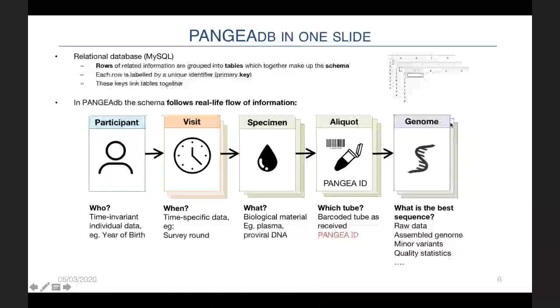That's kind of not that critical for the purposes of describing what's going on here. So again, the flow of information goes from person, through the time, through the biological specimen, through the tube, and ultimately gives a consensus genome. Okay, for those of you who are not that interested in the rest, this is all you really need to understand about the PANGEA database.